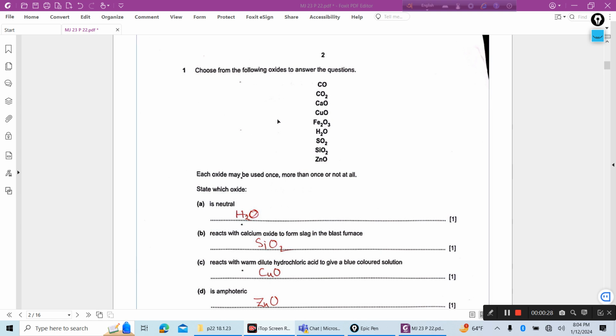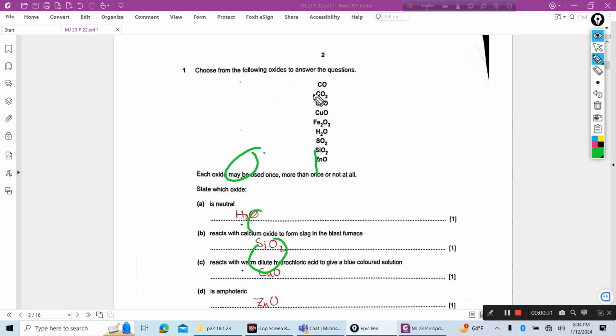Question number 1. Here there are some compounds, some oxides. You can use once or more than once. So number A, which oxide is a neutral oxide? You know, water is a neutral oxide. What is a neutral oxide? Which are neither acidic nor alkaline, neutral. Water, carbon monoxide, nitrous oxide, these are neutral oxides.